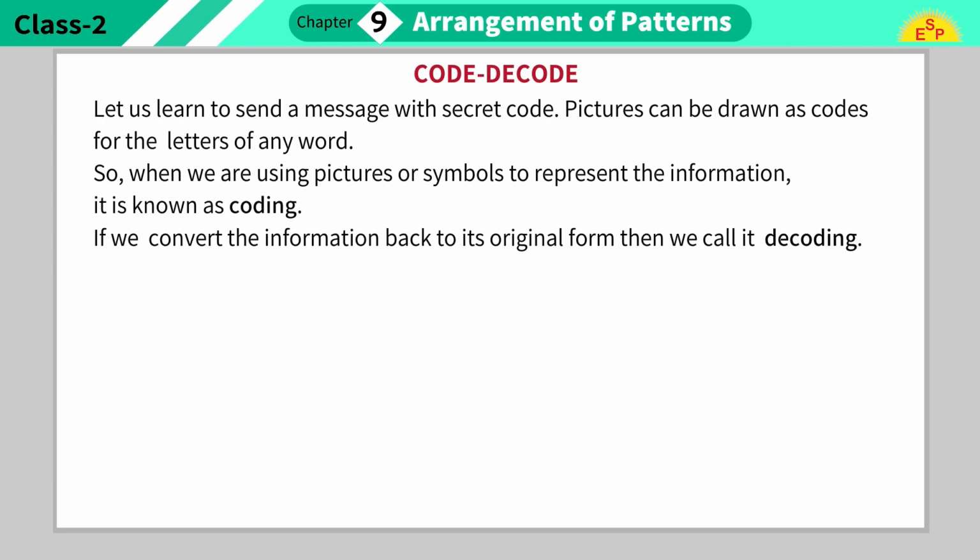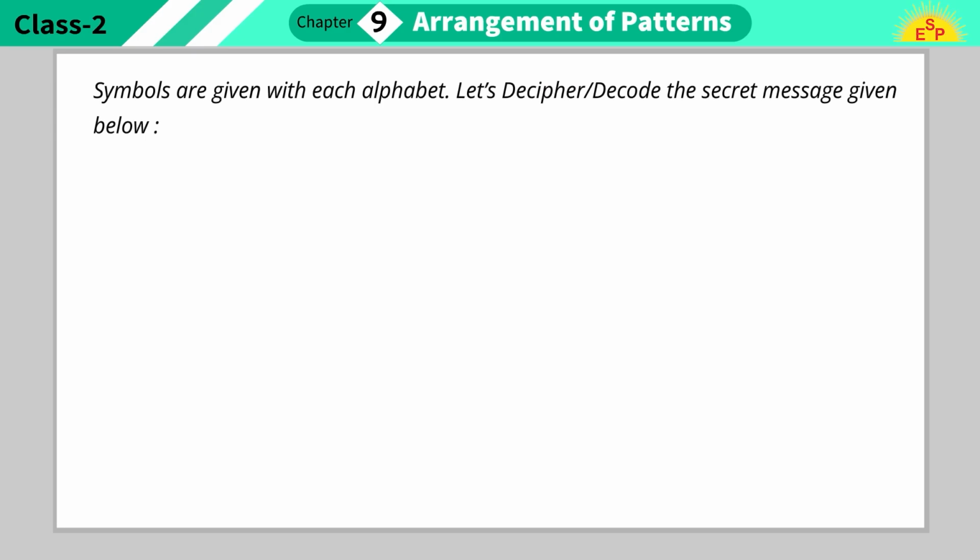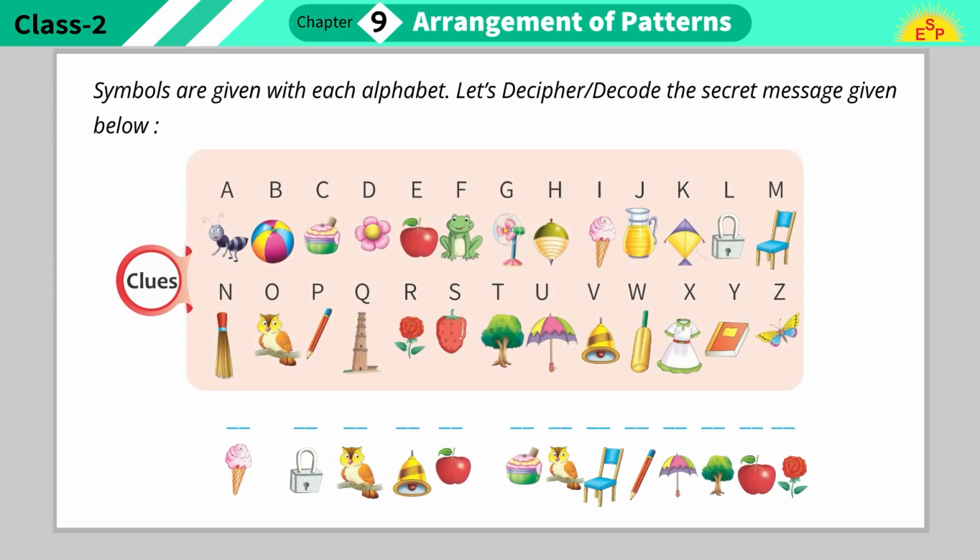Code, decode. Let us learn to send a message with secret code. Pictures can be drawn as codes for the letters of any word. So, when we are using pictures or symbols to represent the information, it is known as coding. If we convert the information back to its original form, then we call it decoding. Symbols are given with each alphabet. Let's decode the secret message given below.